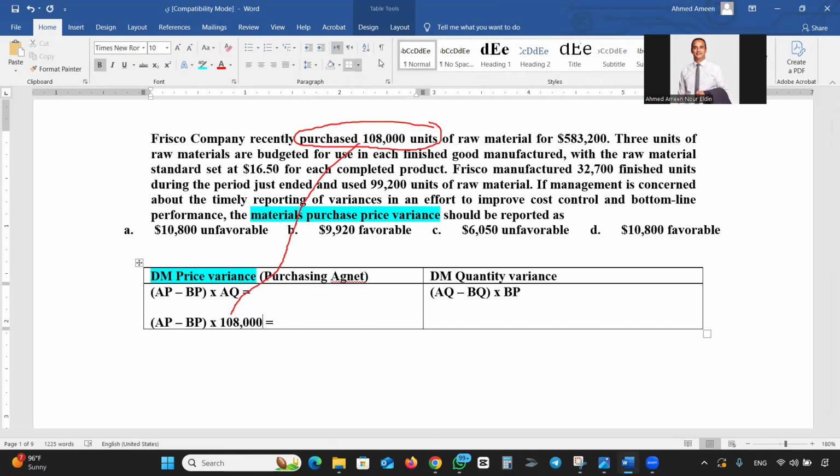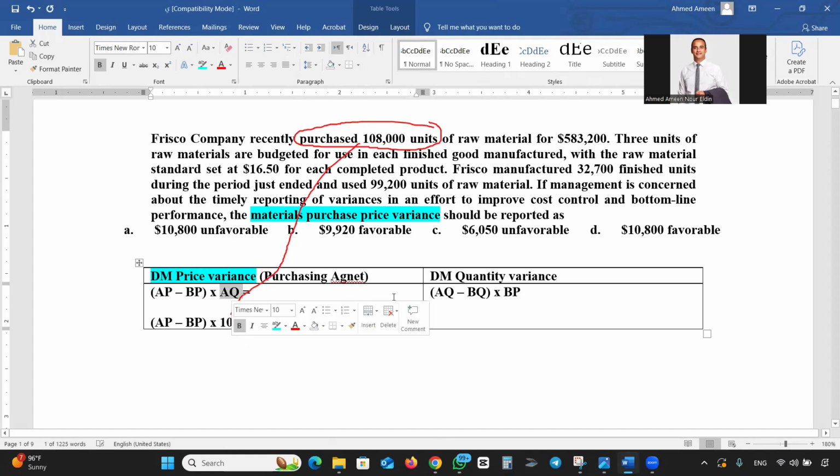And we will see later how this amount will differ in the direct material quantity variance. They are both written actual quantity, but the actual quantity in the direct material price variance is different than the direct material quantity variance actual quantity. We will see why.